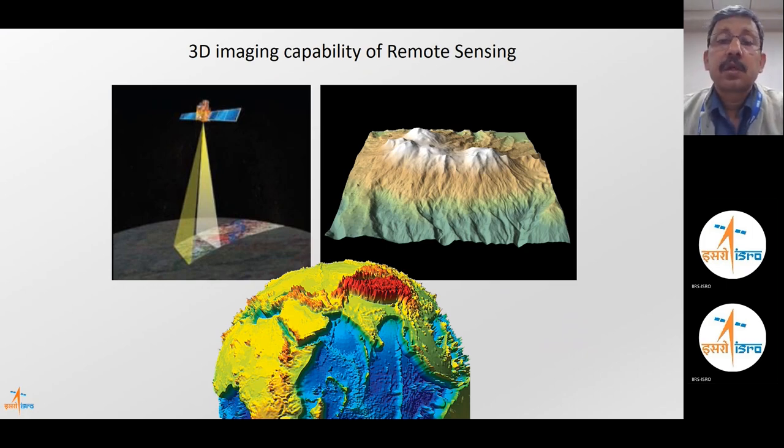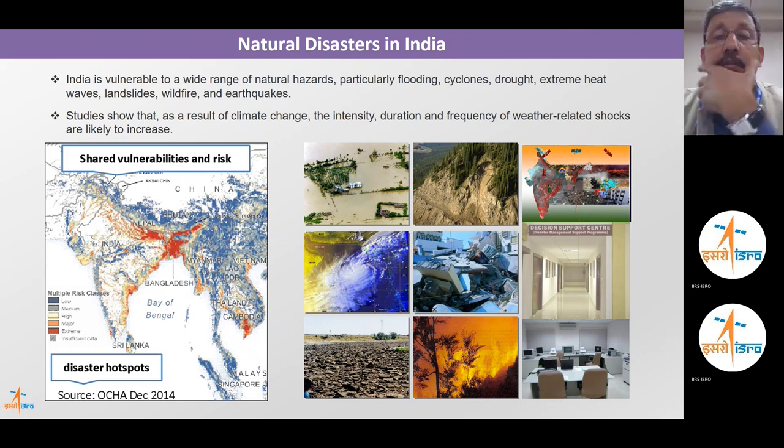So when we talk about natural disasters in India, India is actually vulnerable to a wide range of natural hazards like flooding, cyclone, drought, extreme heat waves, landslides, wildfires, earthquake. You name any disaster, except say a volcano. In fact, we also have an active volcano, but since it is in a place where there is no habitation, we do not consider it a natural hazard. And recent studies have shown that as a result of climate change, the intensity, duration, and frequency of weather-related disasters are likely to increase.